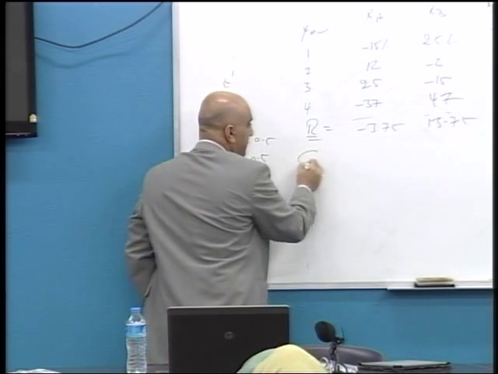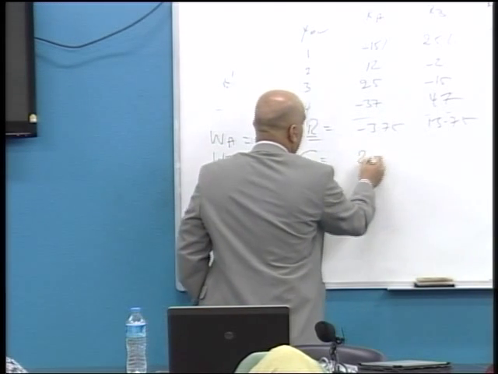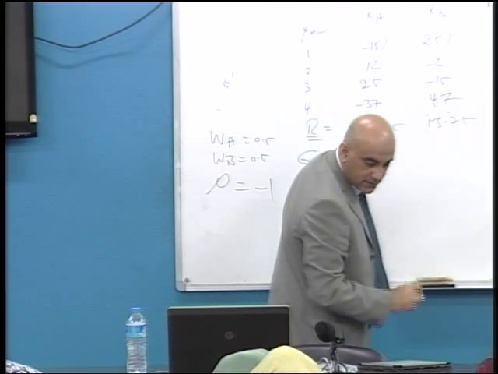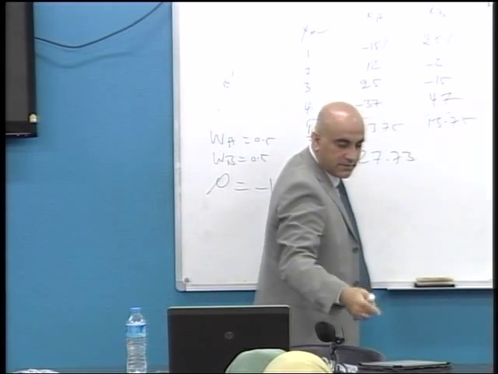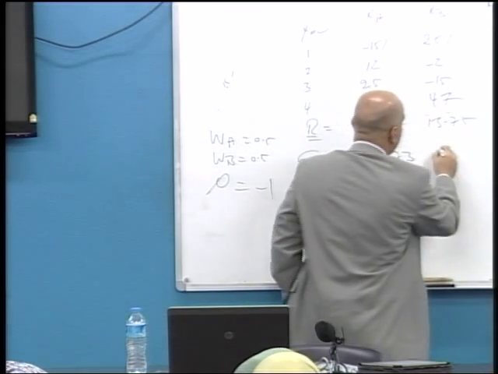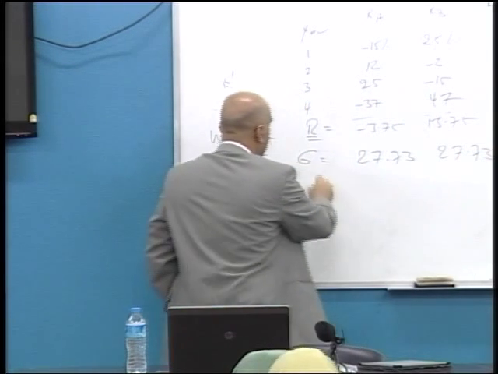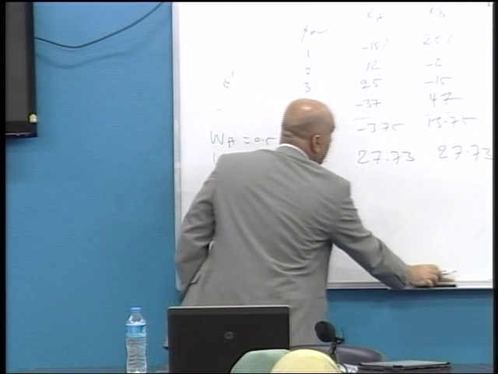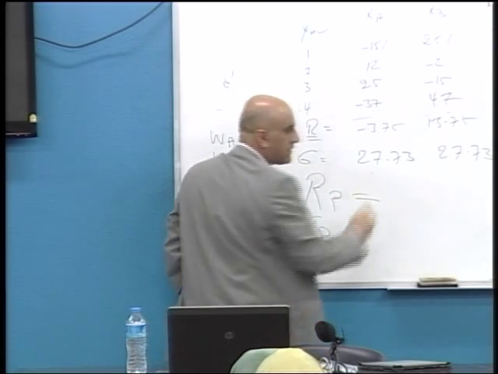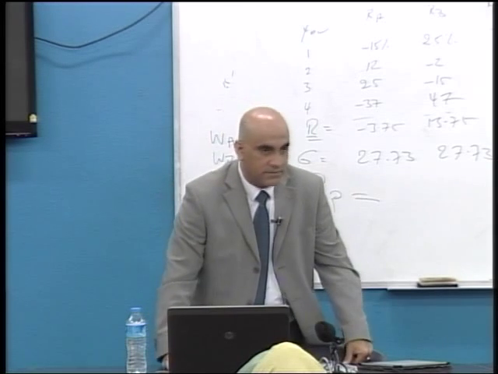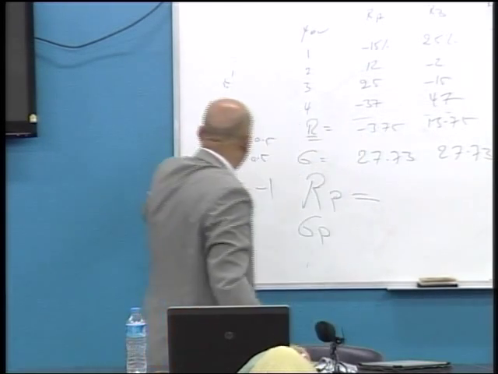Now the sigma is 27.73 and 27.73. Would they have the same sigma? Calculate now the sigma. So calculate now the RB and sigma B. Now it's done. So you have the information.